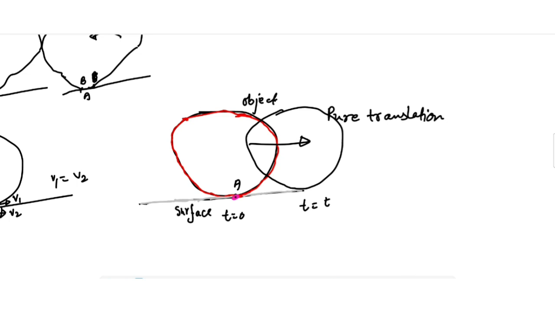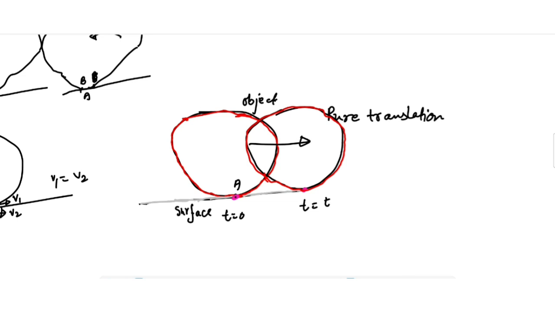So if it has moved like this, only the point of contact A will have pink color, and the rest of the object will be red in color because it has not rotated at all. Since it has not rotated, the rest will have pink color, and only the point of contact A will have red color.